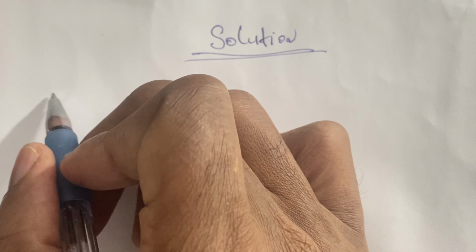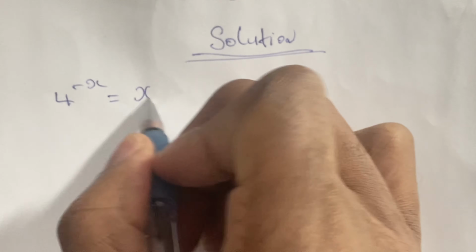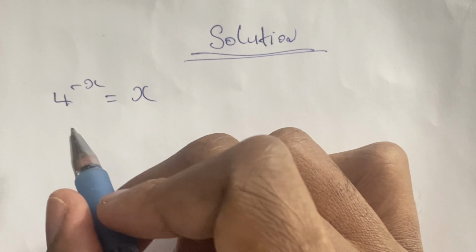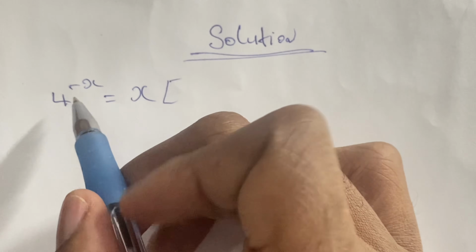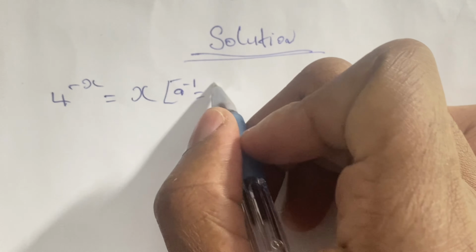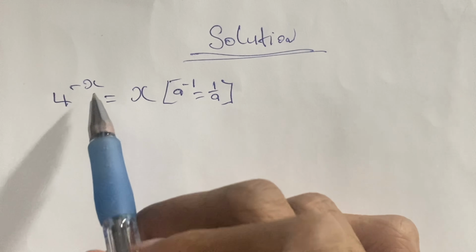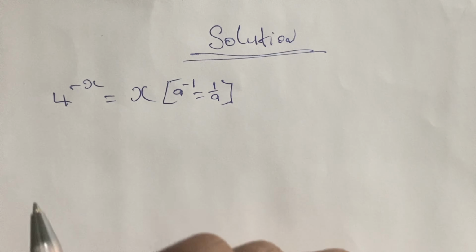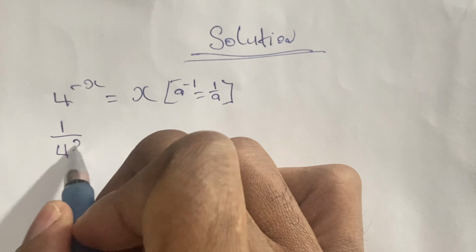So here we have an equation such as 4 to the power of negative x is equal to x. We start by bringing the x on one side of this equation. We start to do that by looking at our law of indices, where a to the power of negative 1 is equal to 1 over a. So we rewrite 4 to the power of negative x in this way. Then we have 1 over 4 to the power of x, and this is equal to x.